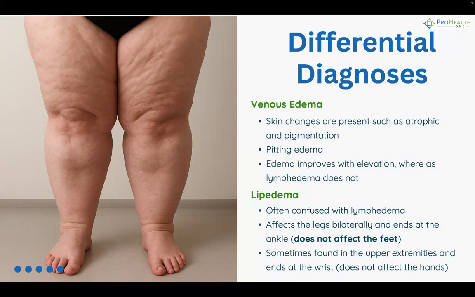Another condition that's very similar to lymphedema, but it's not, is called lipedema, which is a chronic condition where you get a lot of fat deposit in the limbs. The key difference that you usually see with lipedema, which you wouldn't see in lymphedema, is that just like lymphedema, it can happen in upper and lower extremities, but with lipedema, it usually spares the feet and the hands. So you don't get that swelling in the feet and the hands that you would get typically with lymphedema.